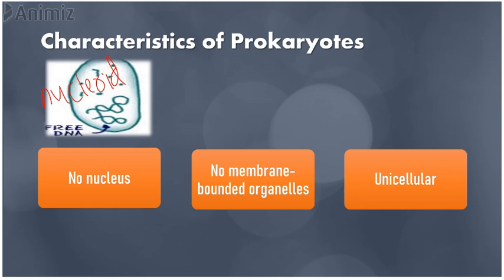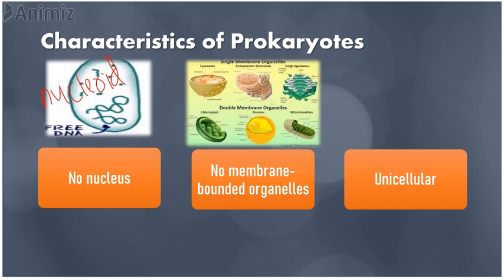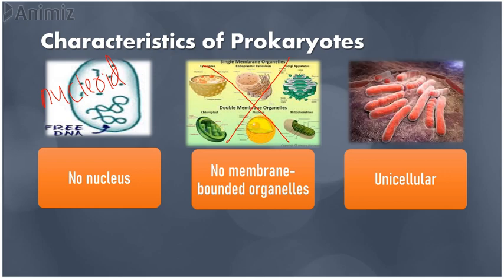And other than that, prokaryotes also have no membrane-bounded organelles. So what are the membrane-bounded organelles? Membrane-bounded organelles are lysosome, endoplasmic reticulum, Golgi apparatus, chloroplast, nucleus, and mitochondrion. So prokaryotes do not have these organelles. Other than that, prokaryotes are also unicellular.